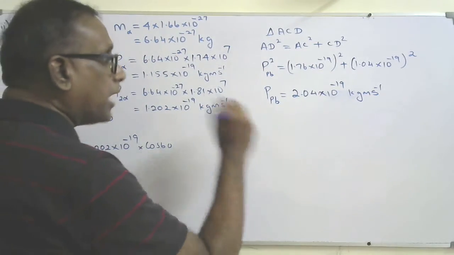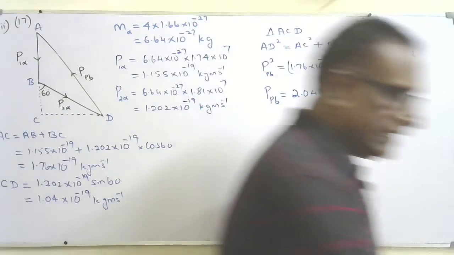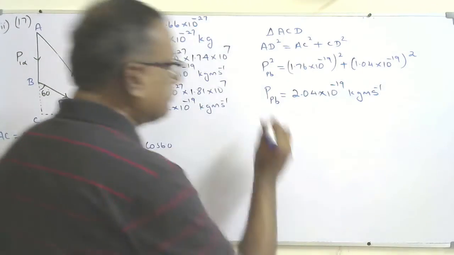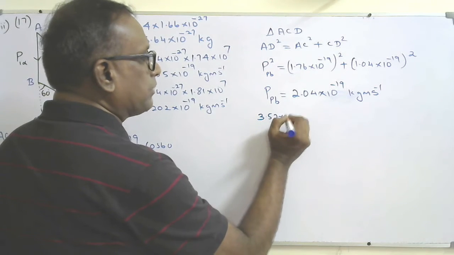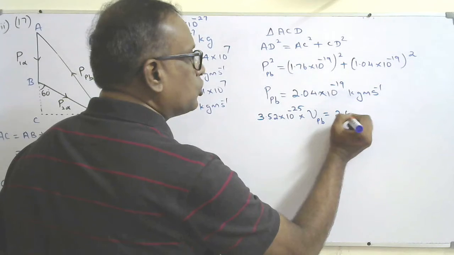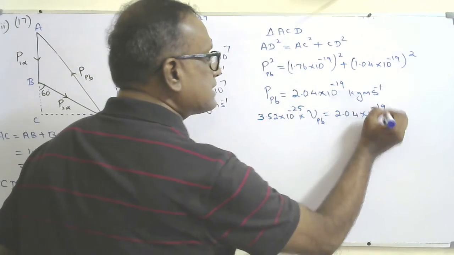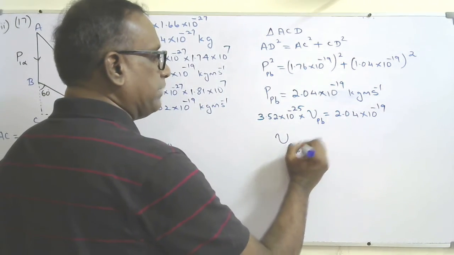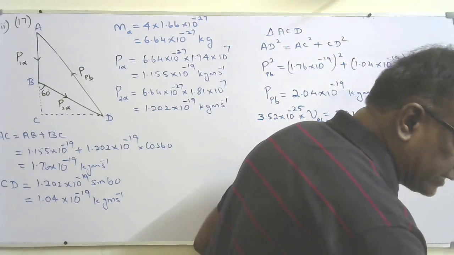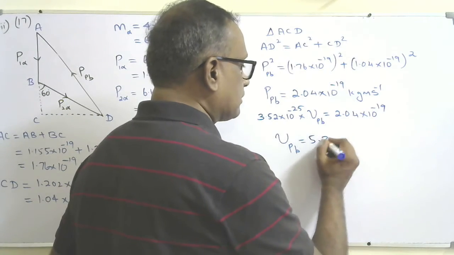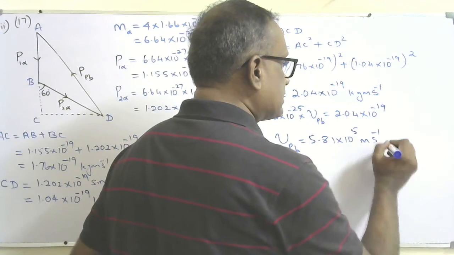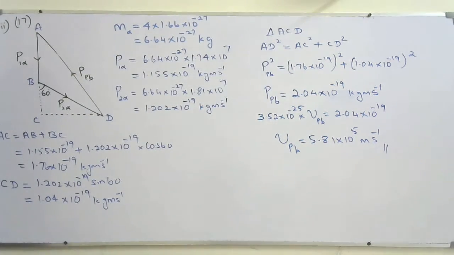Momentum of Pb is equal to mass of Pb times speed. Mass of Pb is given in the question, that is 3.52 × 10^-25. So 3.52 × 10^-25 times speed of Pb is equal to 2.04 × 10^-19. Find the speed of Pb, so you will get the answer. Speed of Pb will be, final answer, 5.81 × 10^5 meter per second. It's an interesting question.